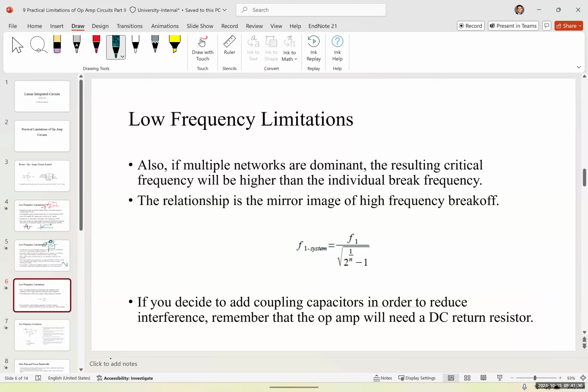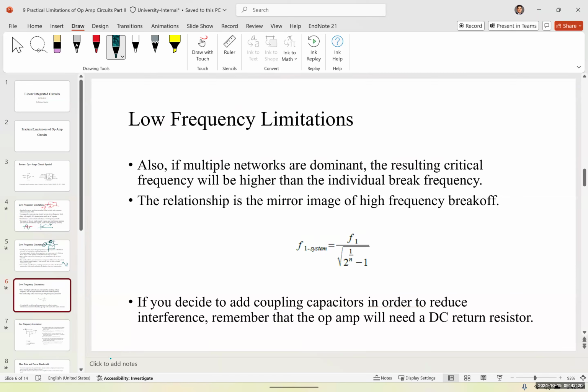the same as the upper cutoff frequency, also if multiple networks are dominant, the resulting critical frequency will be higher than the individual break frequencies. So for the upper frequency, when we had multiple stages, the upper critical frequency or the upper cutoff frequency was determined by the stage that had the lowest cutoff frequency. Do you remember? We had 3 stages. One of them was like 133 kilohertz, the other one was 250, the other one was 333. And the cutoff frequency of the system was like 133 or 125 kilohertz, which was the lowest cutoff frequency of the system.